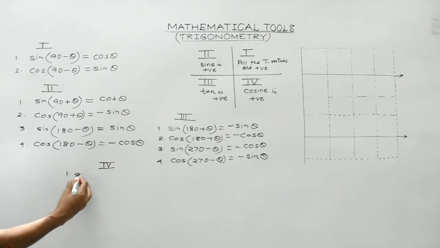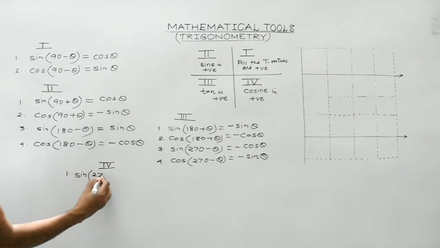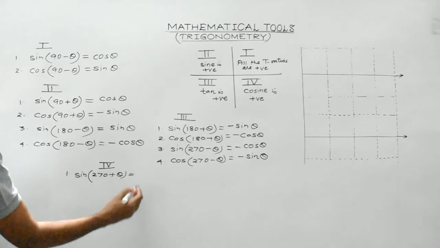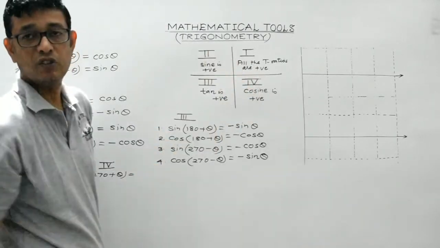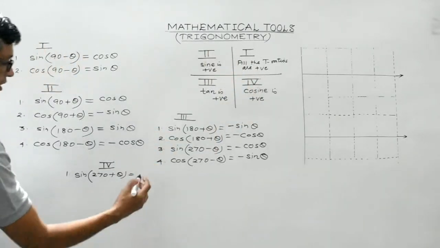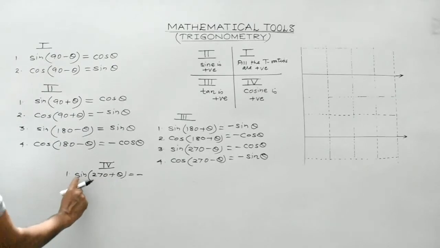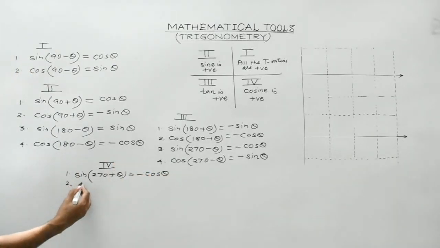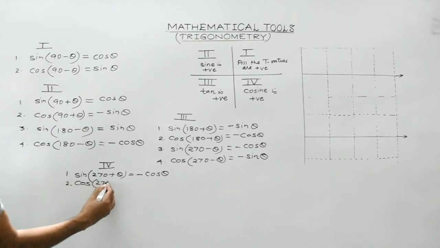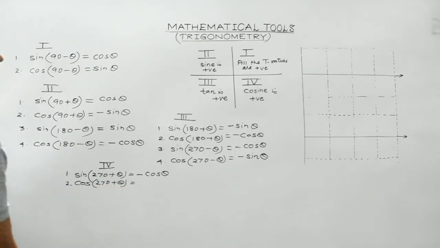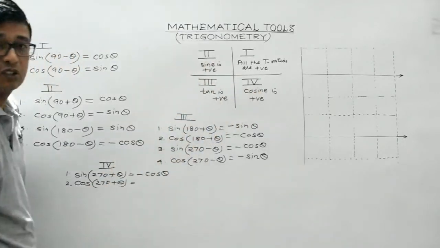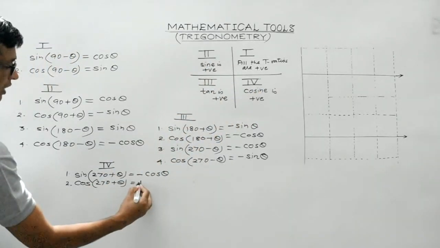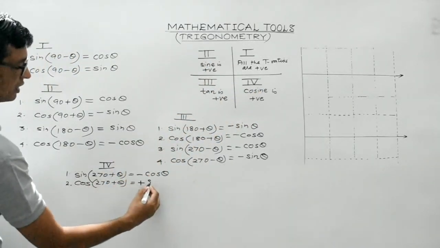Over here, the first formula would be sine of 270 plus theta. In the fourth quadrant, cos is only positive. So sine is negative. 270 means the complementary of sine, that is cos. And cos of 270 plus theta. In the fourth quadrant, cos is positive. So what do you get? Plus. 270 means the complementary of cos is sine.